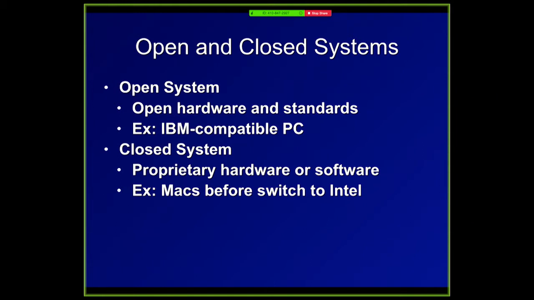All right, you can have an open system where the chips are numbered and you can buy the chips and anybody can build it and the standards and everything are available, like the IBM PC. Or you can have a closed system like the old Macs before they switched to Intel, where everything is secret. You can't buy those chips, you can't build your own, you just have to buy it from them.